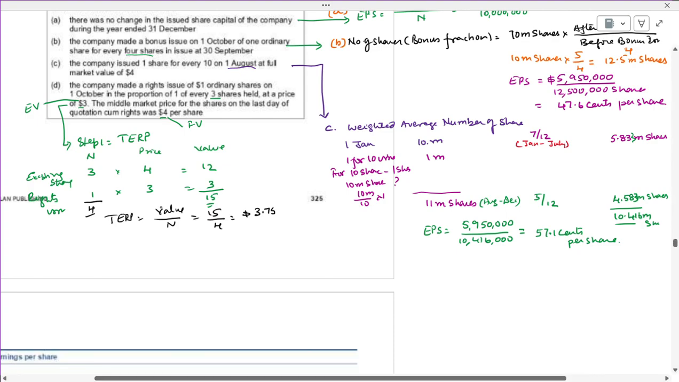3.75. Okay, next. What is the second step? Step 2, bonus fraction. Okay, bonus fraction. What is the formula for bonus fraction?